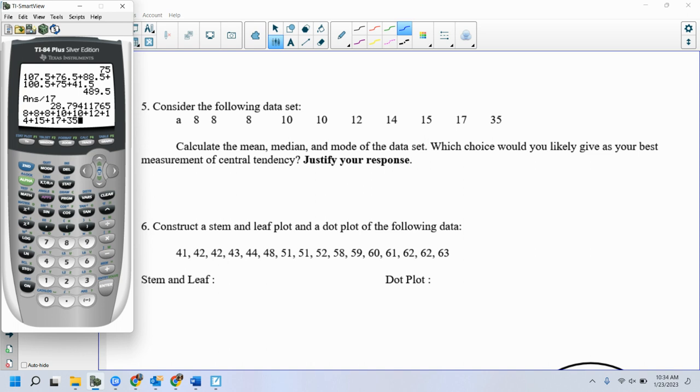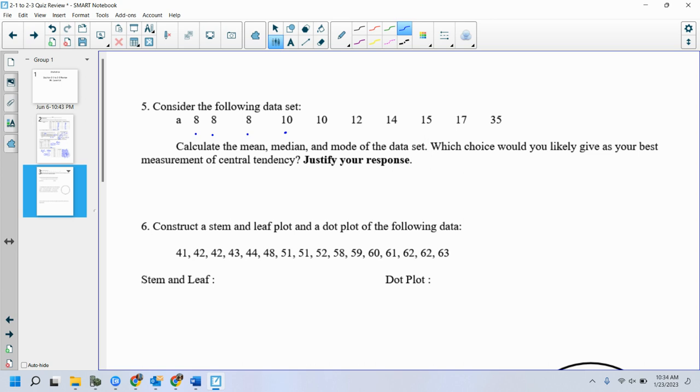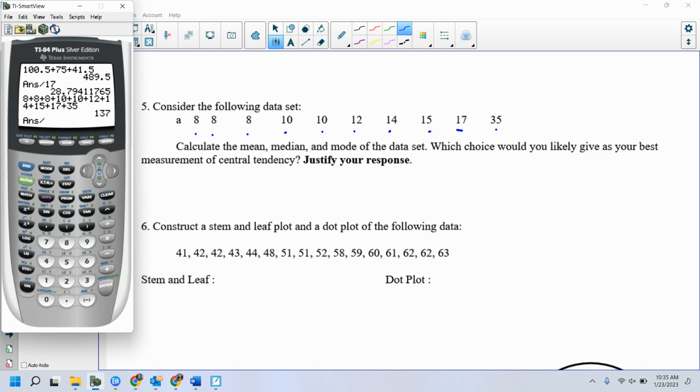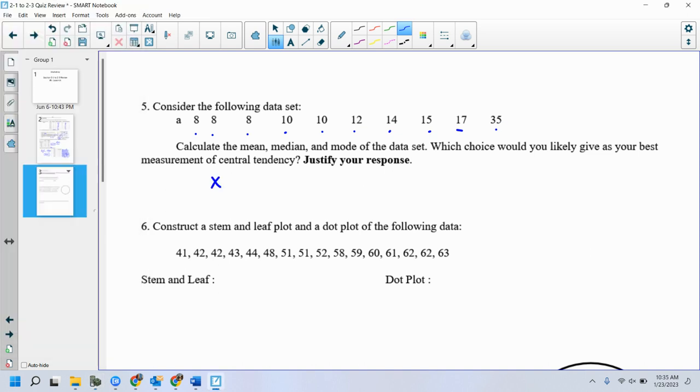Okay, I'm just going to double check. 8, 8, 8, 10, 10, 12, 14, 15, 17, 35. Okay, and what am I going to divide that by? 1, 2, 3, 4, 5, 6, 7, 8, 9, 10. Sweet. 13.7. So X bar is 13.7. I guess, or mu. We don't really know whether this is a population or a sample. X bar or mu, whatever. 13.7 is the mean. Let's take a look at the median.